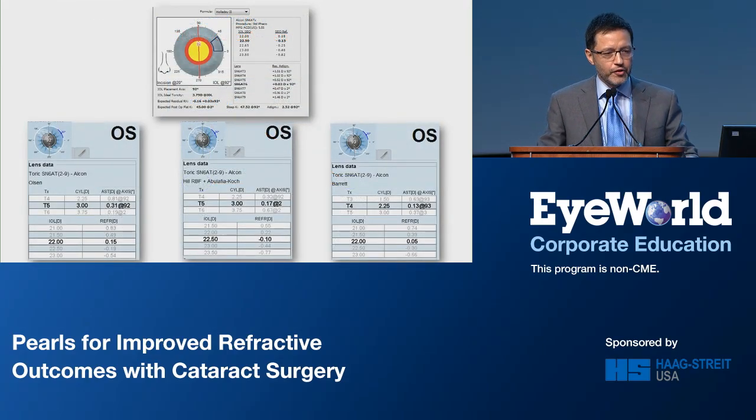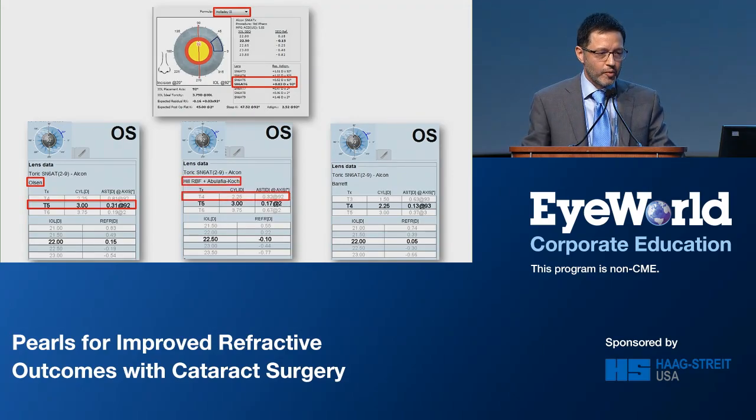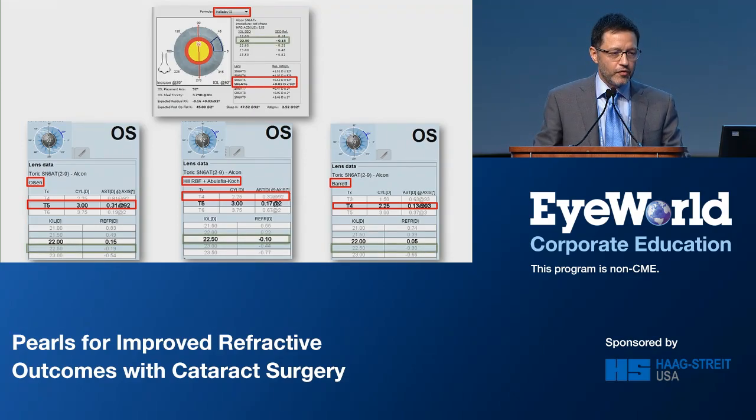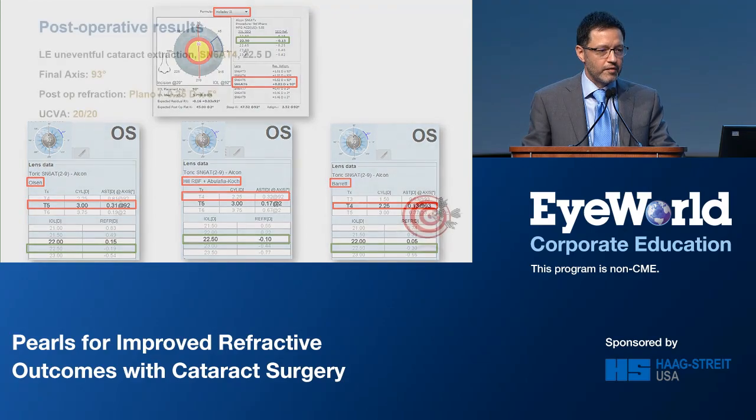And let's look at the different calculators here. If you look at the Holladay calculator, you will probably pick a T5 or T6 for this patient. The Olsen with the standard calculator, T5. The Hill-RBF, you would probably pick a T4, and also for the Barrett. And for the spherical equivalent, all of them agree that it should be 22.5.